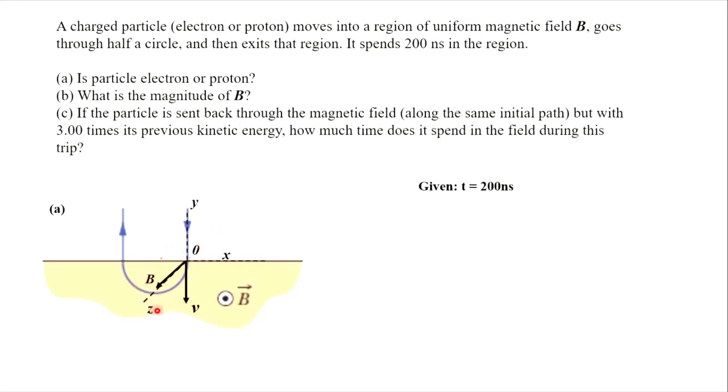So applying the right-hand rule to these vectors, v and B, we can find that the magnetic force points in the direction to the center of the semicircle. It means that this force is a centripetal force for this motion, and our choice of the nature of the particle is correct. The particle is a proton.